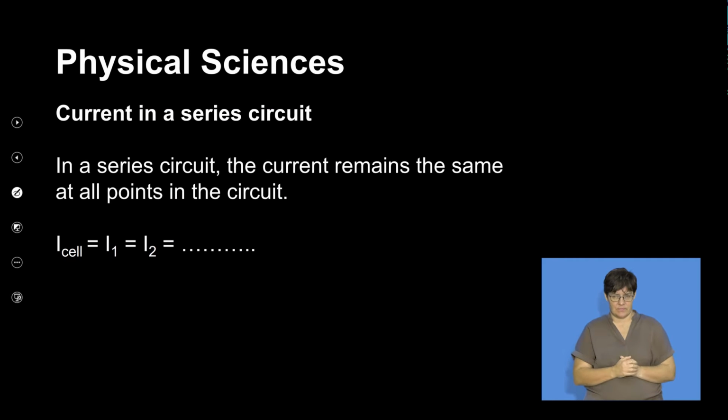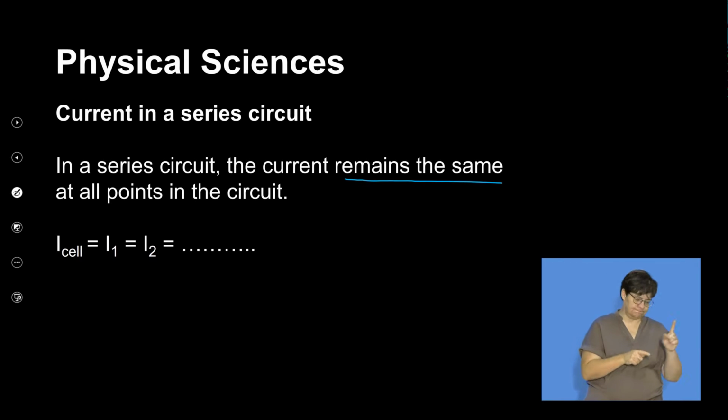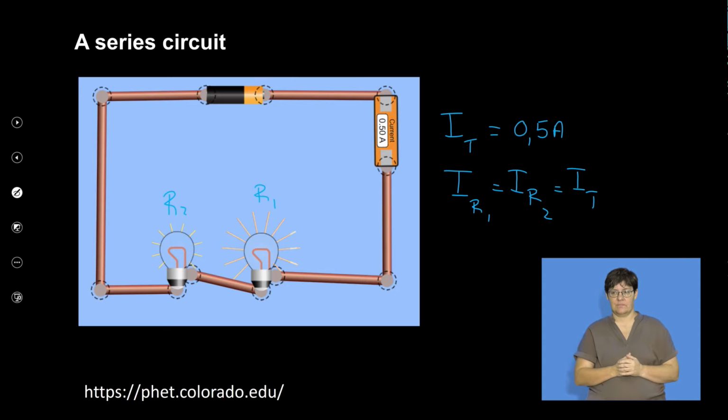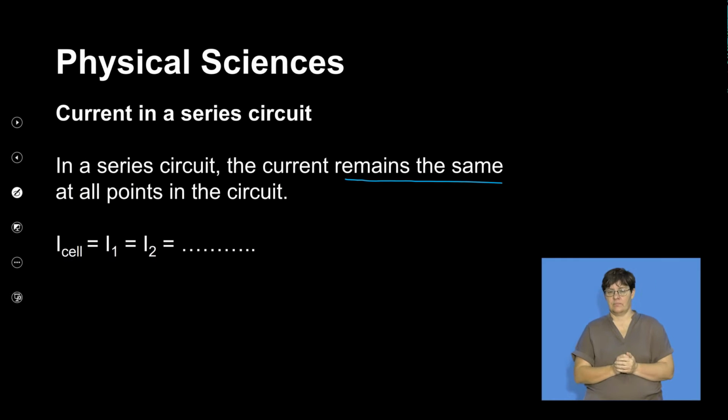Right, so in a series circuit, what are we saying? The current remains constant, or it remains the same at all points. So the current that passes through the cell is equal to the total current, which is the current that passes through the first light bulb as well as the second light bulb. Hence, we can conclude that in a series circuit, current remains constant.